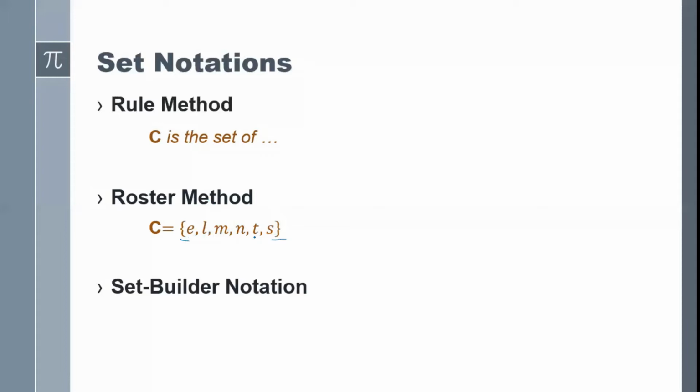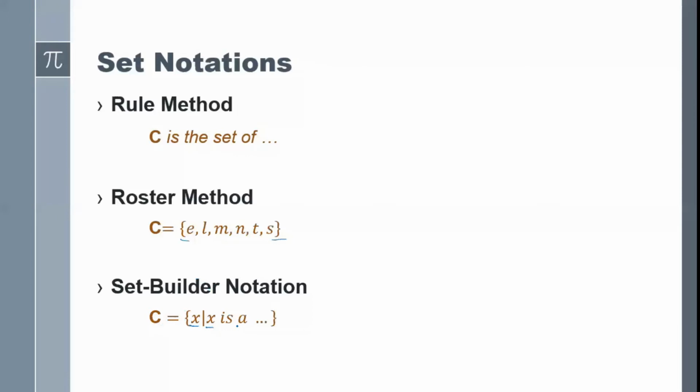And the third one is the set builder notation. Set builder notation is very similar to the rule method. The only difference is that in set builder notation, we use a variable. A variable, let's say x, or it can be y, it can be a, it's up to you. Set builder notation has this pattern: x such that x is a. This is read as C is the set of all x such that x is a, blank.